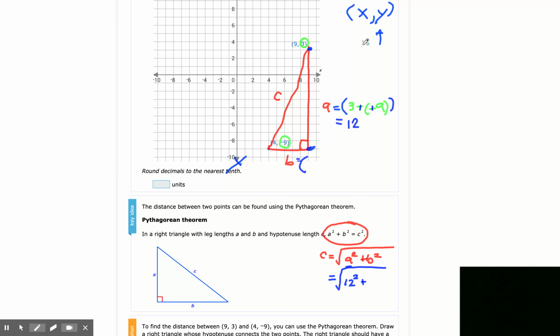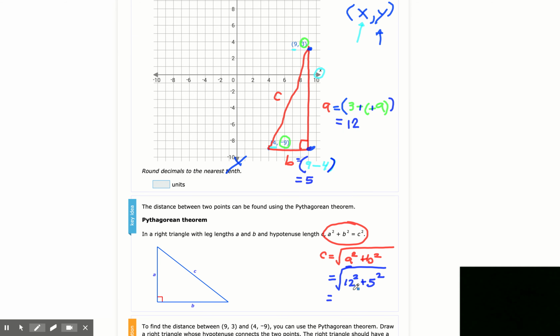for B, we're going to look at the x's, because we are going right here, from left to right, horizontal. So I see a 4, and then I see a 9. So I would say it's 9 minus 4. Let me stay consistent with this. There you go. And so then B would equal 9 minus 4, which is 5. 5 squared.